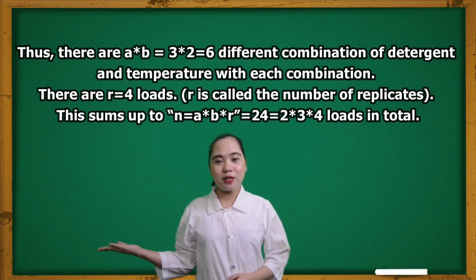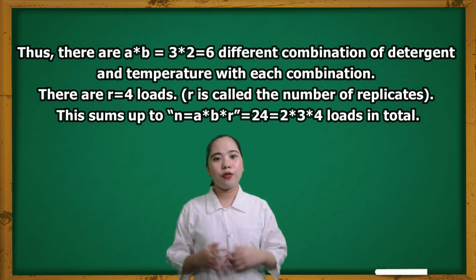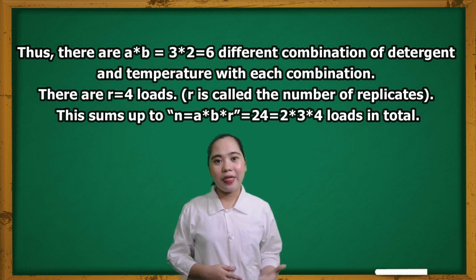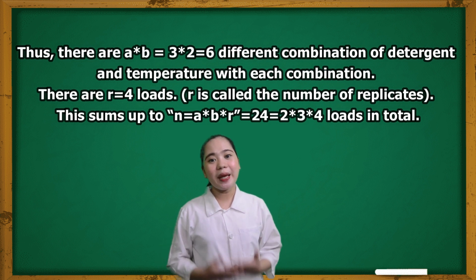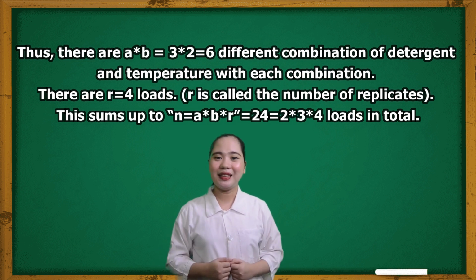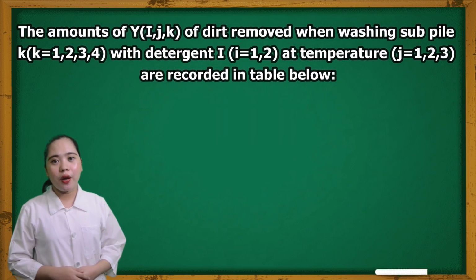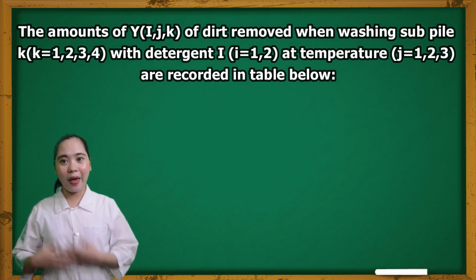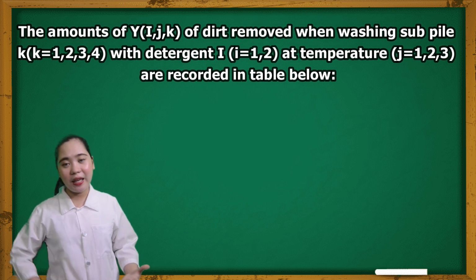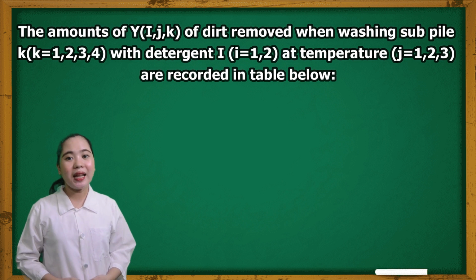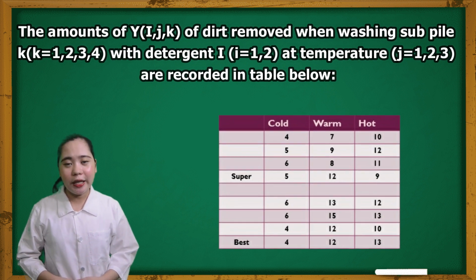With each combination, there are R equals 4 loads. R is equal to the number of replicates. This sums up to N equals A times B times R equals 2 times 3 times 4 equals 24 loads in total. The amounts of Y sub ijk of dirt removed when washing soap pile k, which is equal to 1, 2, 3, 4, with detergent i, where i is equal to 1 and 2, at temperature j, equals 1, 2, 3, are recorded in the table.